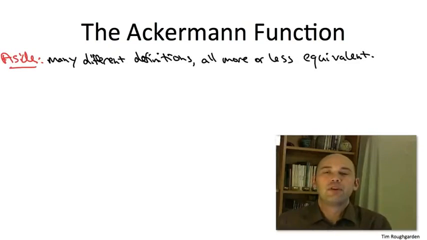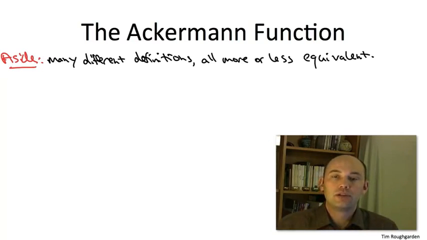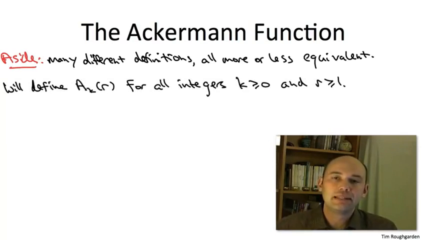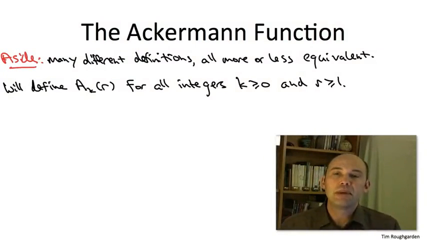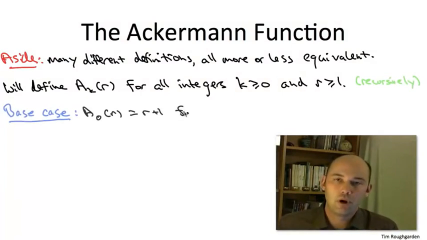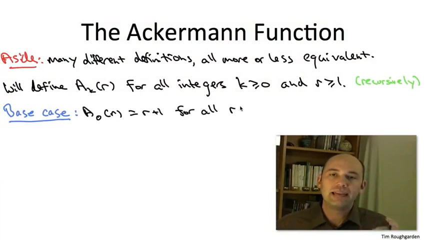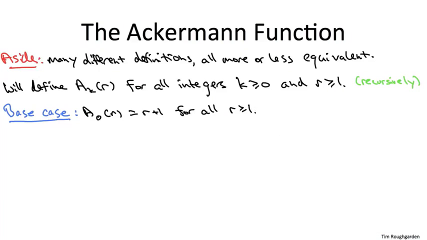So you can think of the Ackermann function as having two arguments, which I'm going to denote by k and r. Both of these are integers. k should be at least 0, r should be at least 1. The Ackermann function is defined recursively. The base case is when k equals 0. For all r, we define a sub 0 of r as the successor function. That is, it takes as input r and it outputs r plus 1.